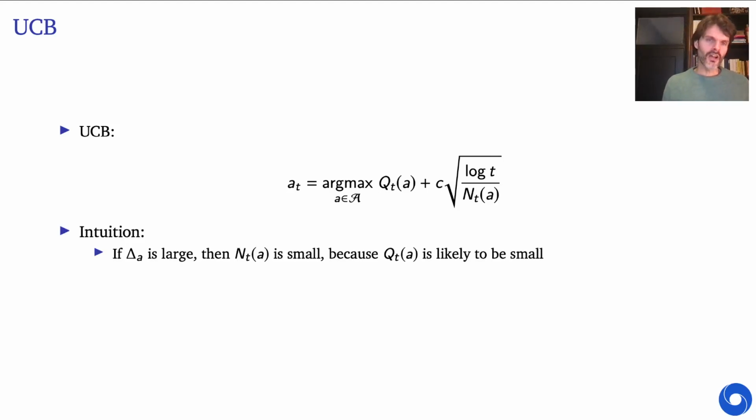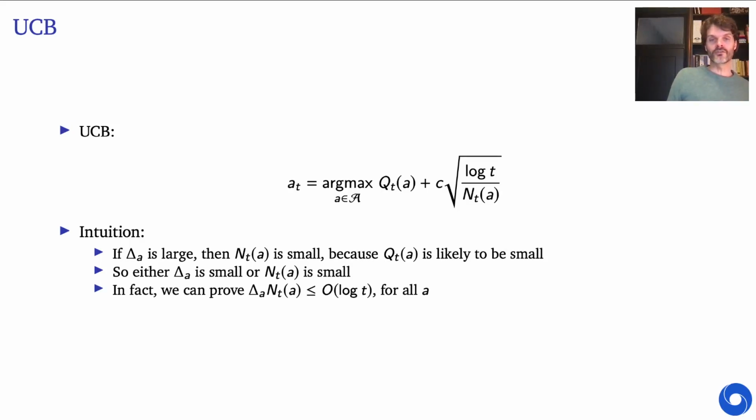And the intuition behind this algorithm is that if your gap is large, that means that the count will be small because the sample average is likely to be small. So if your gap is really large, it will essentially take larger bounds to span. So the bound must be quite large for you to be considered. That means in practice that either the gap will be small or your count will be small. That's not a formal statement, this is just your intuition.